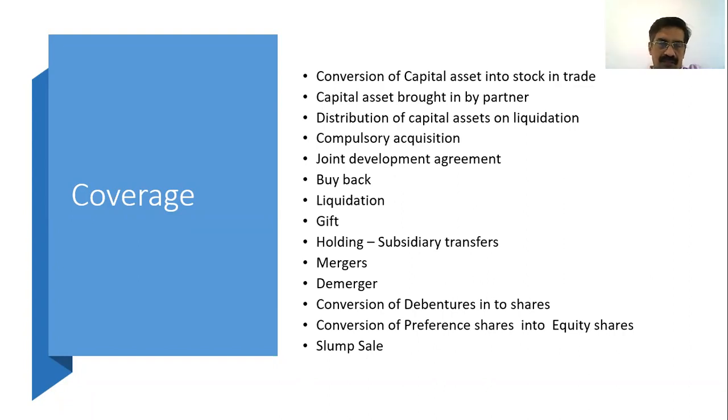So technically these things are there in the syllabus. The only thing is that slump sale has even come some 3 attempts before also. Conversion of capital into stock in trade has come in the past examination. Gift has also come in the past examination. Other than that, they have not come in the examination, but even though they are very, very important. So they are very special, specific transactions.